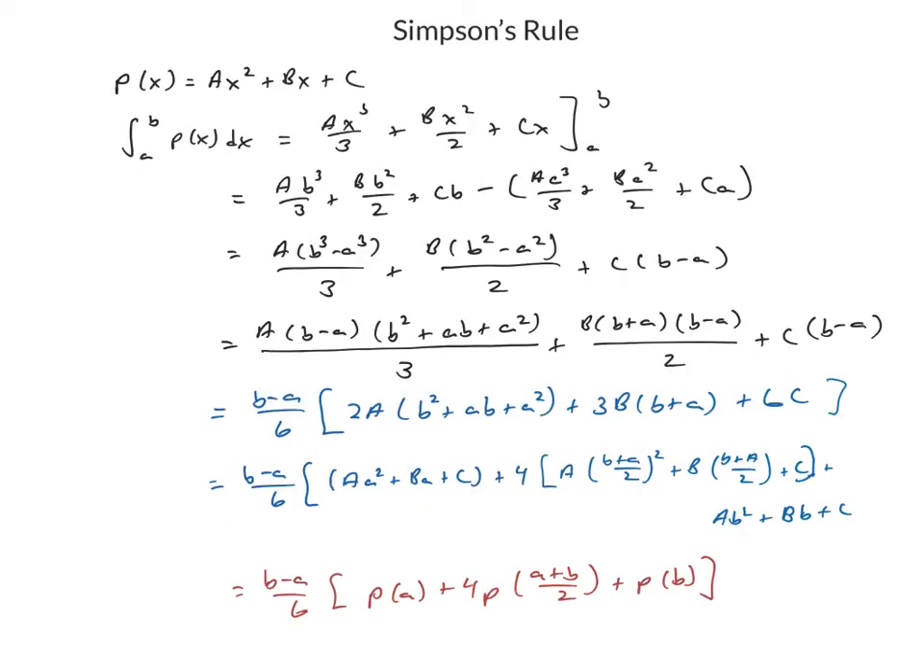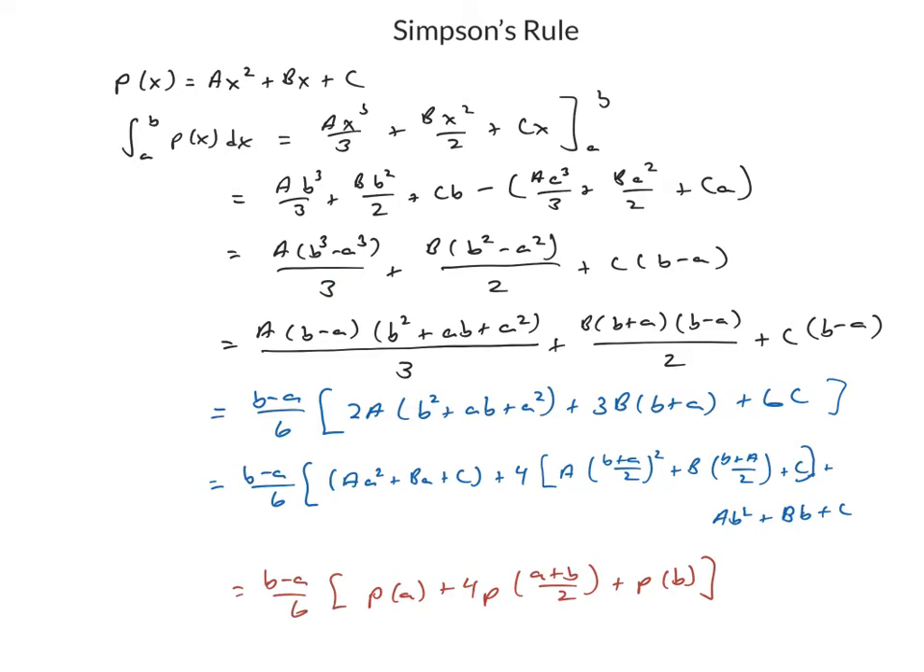Now let's take a look at Simpson's rule. To really get a feel for what's happening with Simpson's rule, we want to start out by looking at P of x equal to the general quadratic Ax squared plus Bx plus C. We're using capital letters for the coefficients because we have lowercase a there. So the integral from a to b of P of x dx is going to be the antiderivative, Ax cubed over 3 plus Bx squared over 2 plus Cx from a to b. And when I evaluate the definite integral and then rearrange the terms, this is what I get.